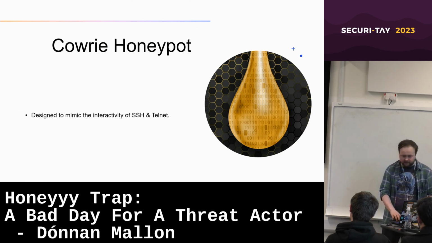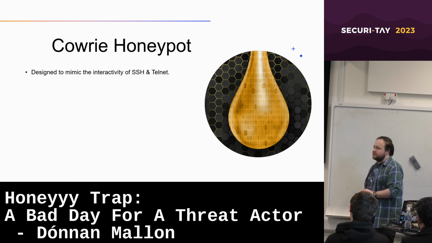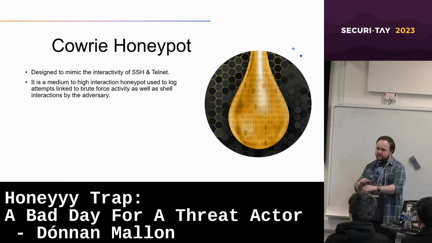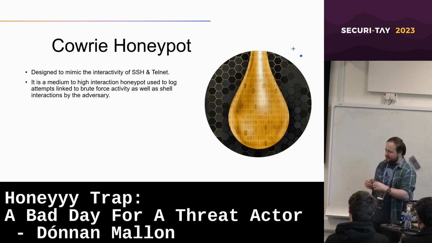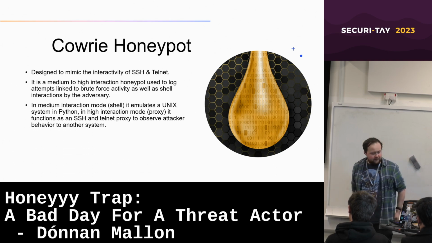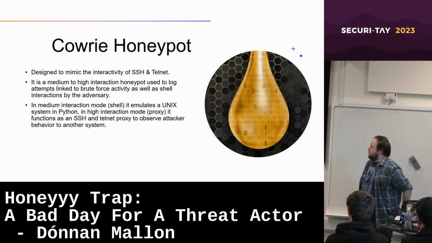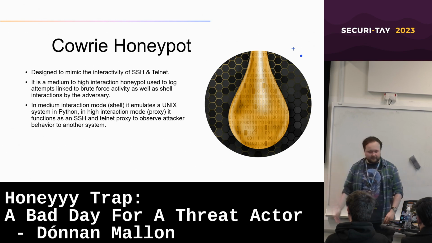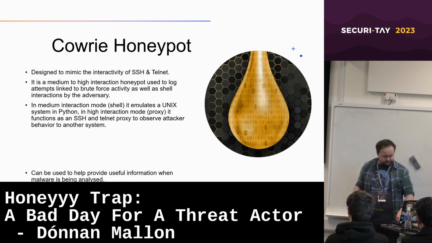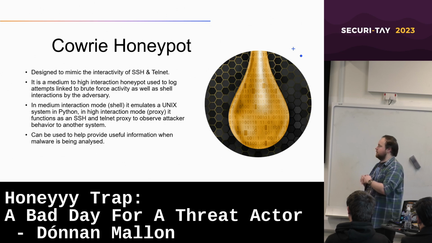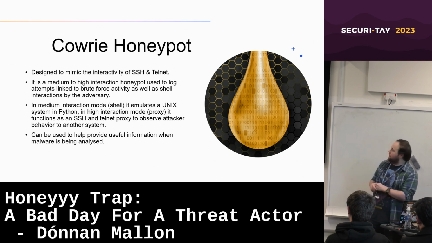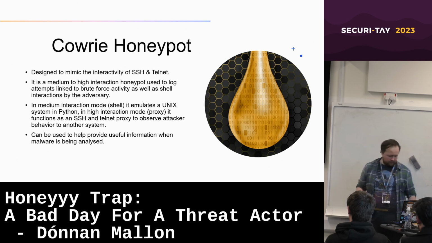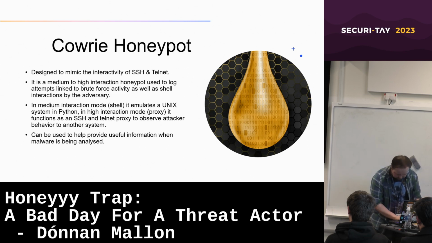The honeypot we're going over today is Cowrie. This is designed to mimic the interactivity of SSH and Telnet. It's a medium to high interaction type honeypot, used to log brute force attempts and shell commands the adversary could be running. In medium interaction mode, it emulates a Unix environment in Python, and in high interaction, it functions as an SSH and Telnet proxy. It can also be used to help analyze malware when traffic like that is sent. For this demo, I did keep it basic, but you are able to do a lot more with it, which I will go into a bit.